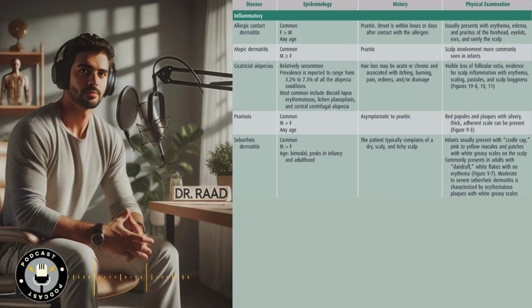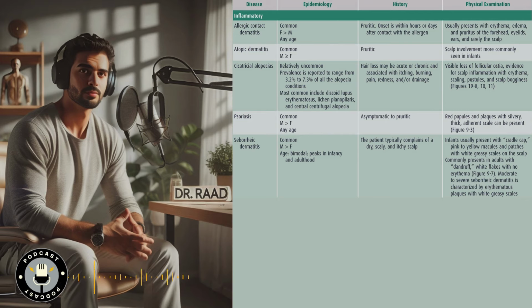What's the deal? It's pruritic, meaning it's super itchy, and it usually kicks in within hours or days after contact with an allergen. You typically see erythema, that's redness, edema, and itching on the forehead, eyelids, and ears, though it rarely shows up on the scalp itself. Atopic dermatitis, population. Common overall, but you see more scalp involvement in infants, with a slight male predominance. Symptoms. It's also pruritic and can really make life uncomfortable for the little ones.